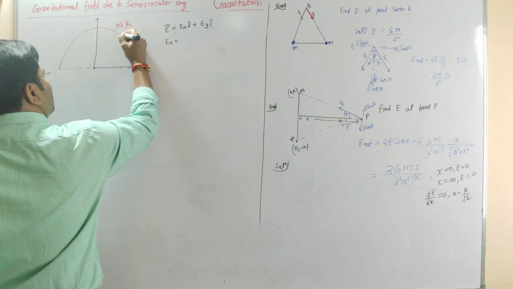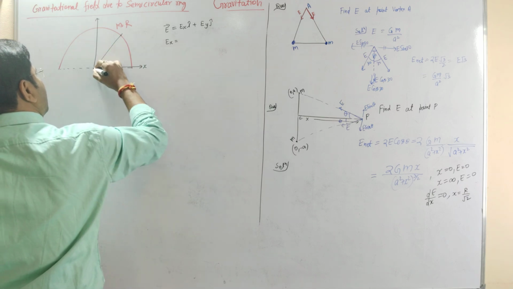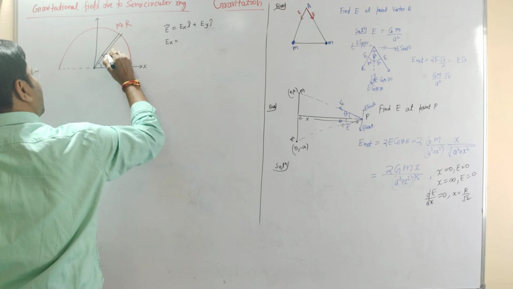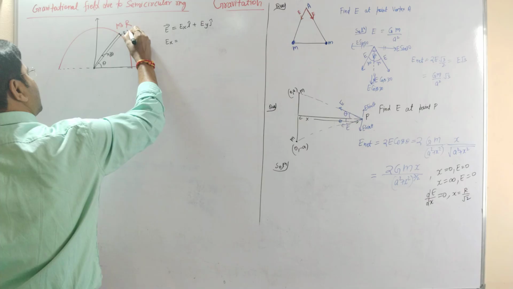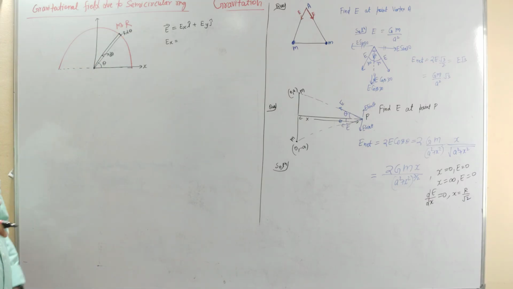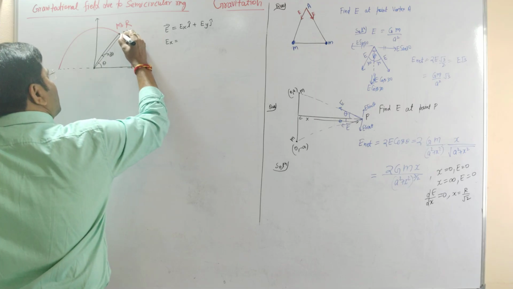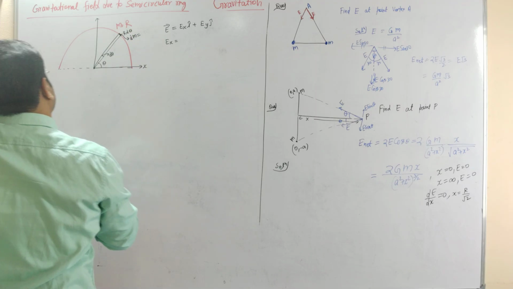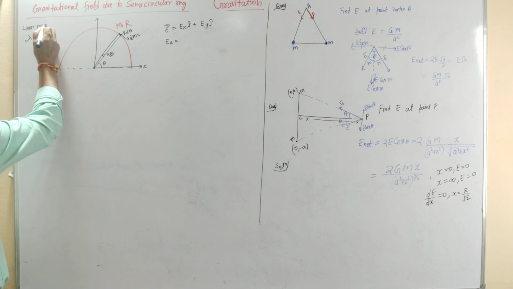Here I will assume, at angle theta, some d theta part, a very elemental part. This angle is d theta. So what is this length? This length will be r d theta, since arc length equals radius into theta. So what is the mass of this part? Let's take dm. Let me calculate lambda, the linear mass density.